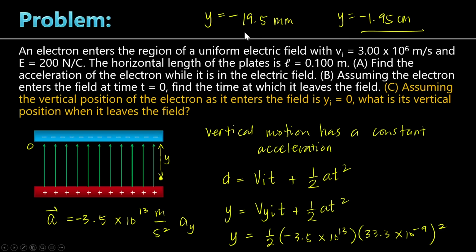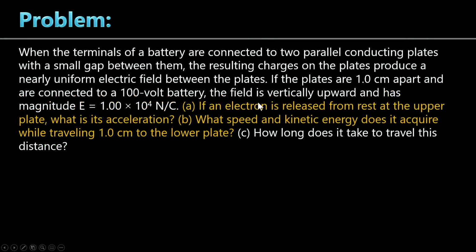Next, let us solve the last and final problem for this episode. When the terminals of a battery are connected to two parallel conducting plates with a small gap between them, the resulting charges on the plates produce a nearly uniform electric field between the plates. If the plates are 1 centimeters apart and are connected to a 100-volt battery, the field is vertically upward and has a magnitude of 1 times 10 to the 4 newtons per coulomb.